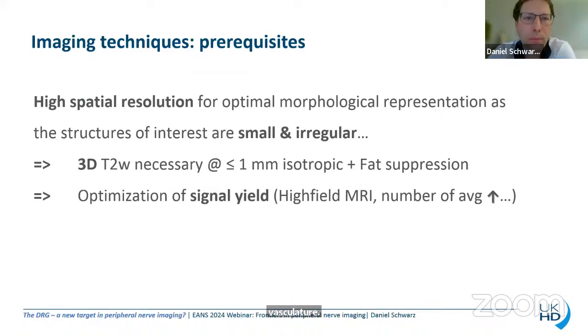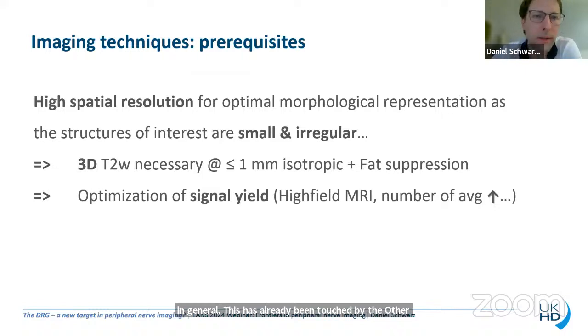Just briefly talking about the prerequisites of imaging in general, this has already been touched by the other speakers. As you know, for peripheral nerve imaging and for the DRG imaging in particular, it is very important to have a high spatial resolution for optimal morphological representation. And especially the dorsal root ganglion is also a structure which might be quite irregular, especially since it is linked to different segments of the vertebral column, and at each level they might look a little different.